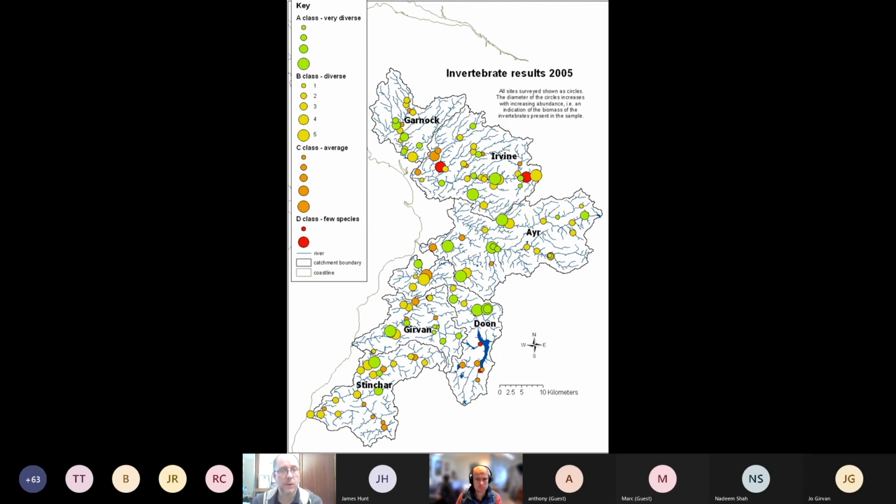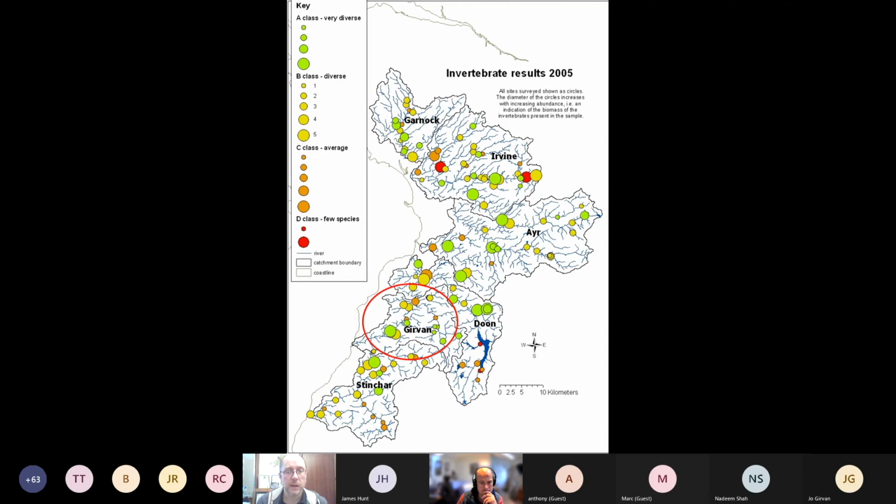So the big dots mean there were lots of individuals, so high abundance. The green ones are very diverse, so lots of most of the groups, whereas the redder ones are where there are fewer groups present. And you can see the catchment here. You can see that up in the lower area here, we're seeing red and orange dots, which are potentially some sort of pollution incidents. And up here in the upper Doon catchment, you're seeing very small dots, but mostly red. And this is probably acidification effects up in the upper catchment.